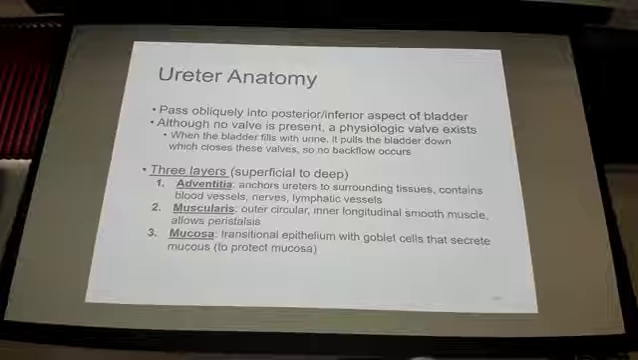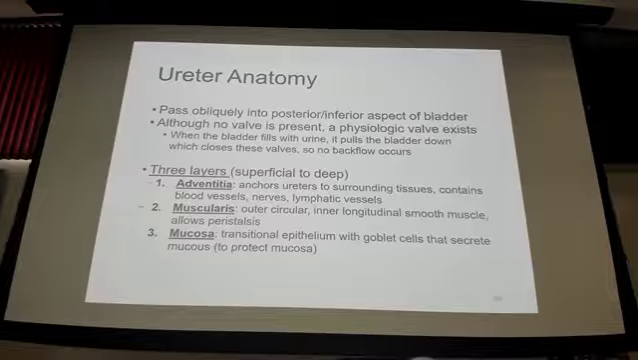So layers, superficial to deep, again, so outside to inside: adventitia, muscularis. The muscularis is the middle layer of almost all things we're going to talk about. It's the same thing with the vessels. We talk about the gut. The middle layer is usually the muscular layer, okay, and that's what is responsible for that peristalsis.